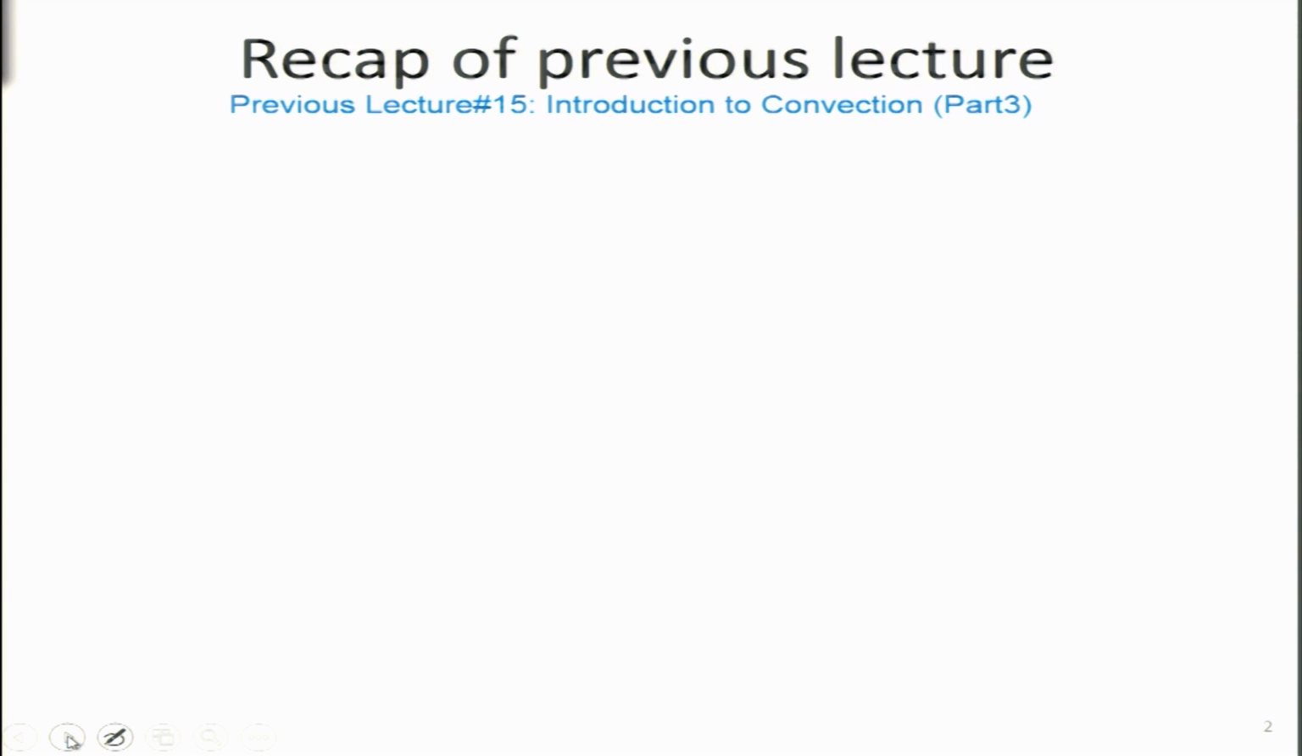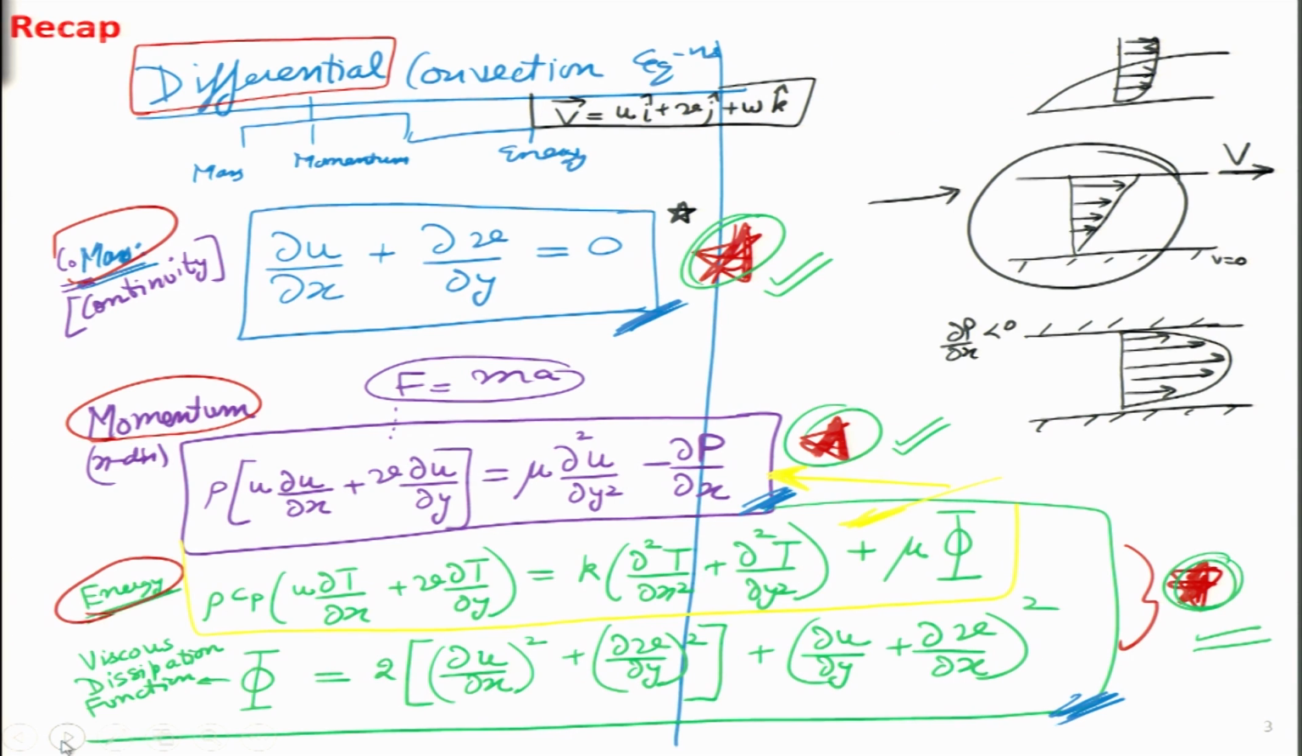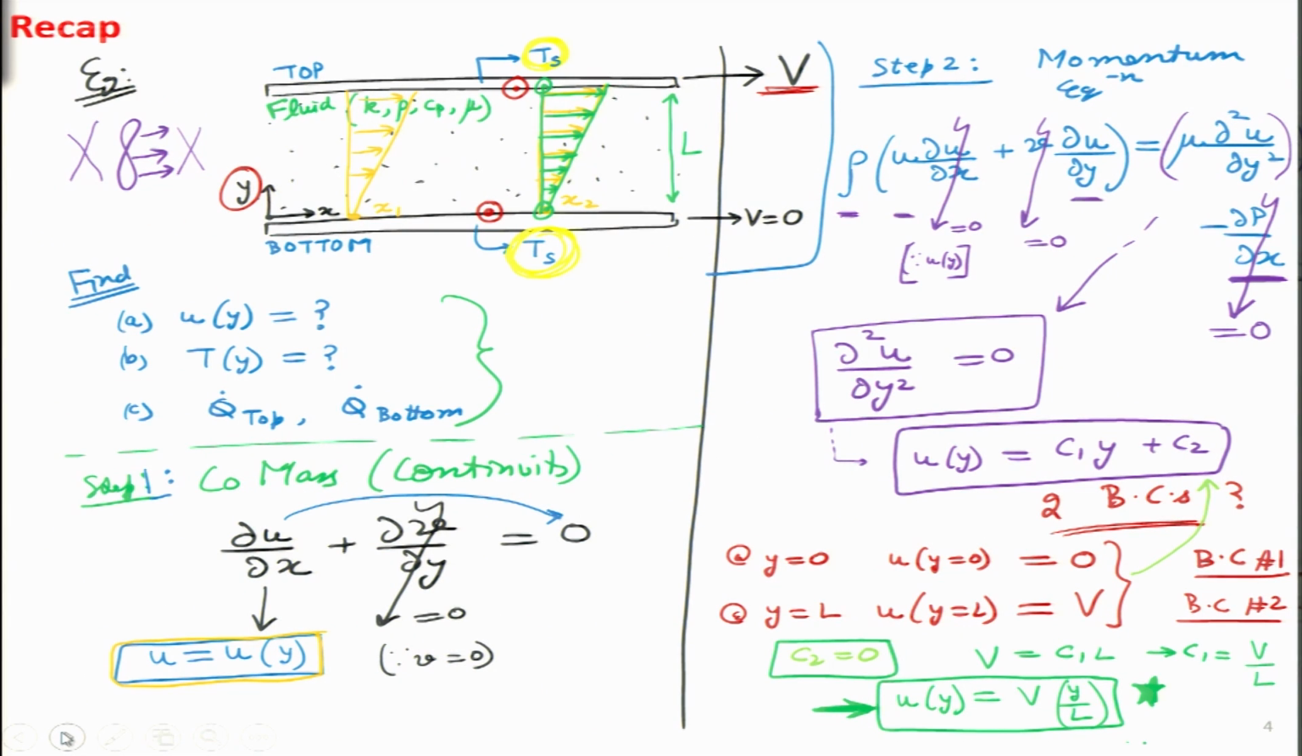Before we go ahead, let us do a quick recap of what we did in lecture number 15, where we had looked at the differential convection equations. The three very powerful equations we looked at: conservation of mass, conservation of momentum and conservation of energy. These are the three equations which are used predominantly in fluid mechanics as well as convection problems.